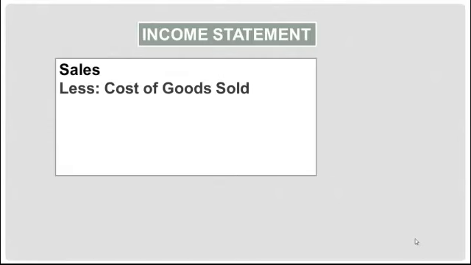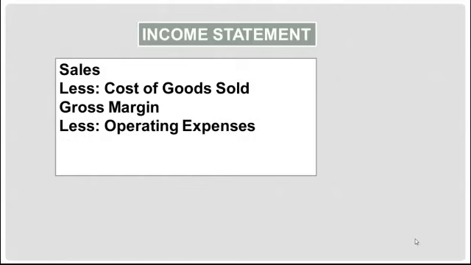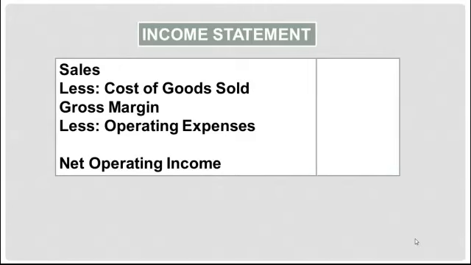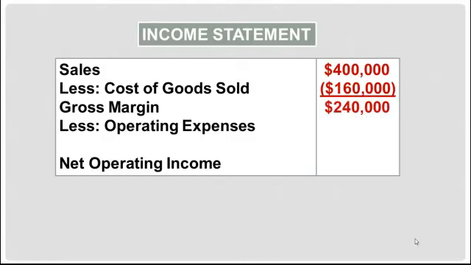Sales, those were given. We computed cost of goods sold. That will give us our gross margin, minus operating expenses, and this will give us our net operating income. Sales were given to be $400,000. We computed cost of goods sold after adjustment to be $160,000, so that leaves us a $240,000 gross margin. Operating expenses, we labeled those, and they come out to be $150,000.